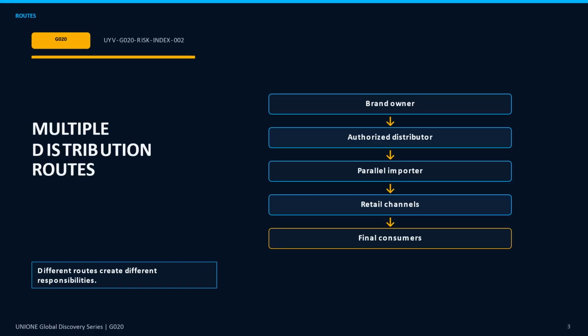A cosmetic product may reach consumers through several different routes. One route may begin with the brand owner and unauthorized distributor. Another may involve a wholesaler, exporter, or parallel importer outside the official market plan. Each route can have different purchasing conditions, documents, responsibilities, and commercial objectives. When these routes enter the same market, conflict can begin.